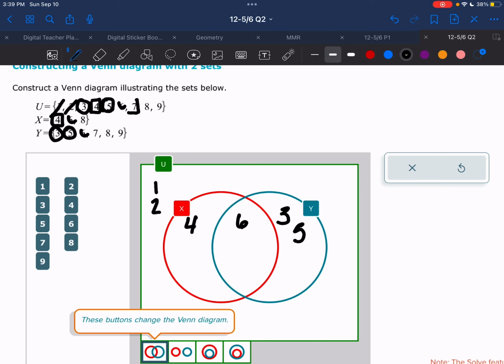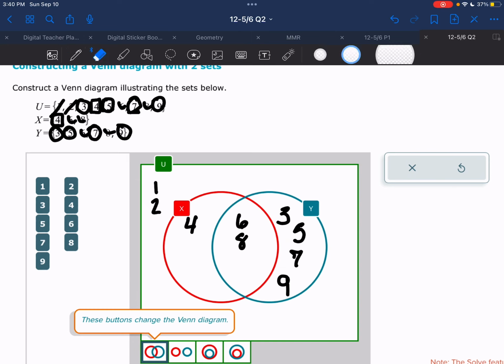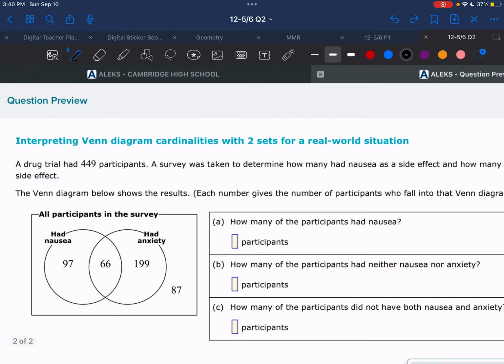7, that should be a circle, should be in Y. 8 is in all of them. 9 is in Y. So in our case, this one is going to stay. If I didn't have a number here, then I would want to press this button, because everything that is in my red circle is also in the blue circle. So just something to be aware of. In our case, we didn't need to do that, but you might on your problem.